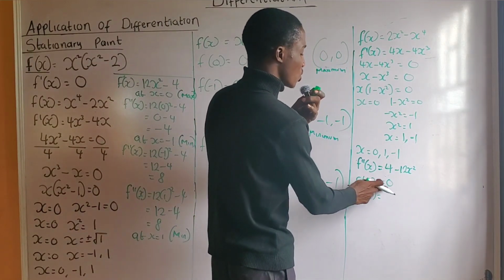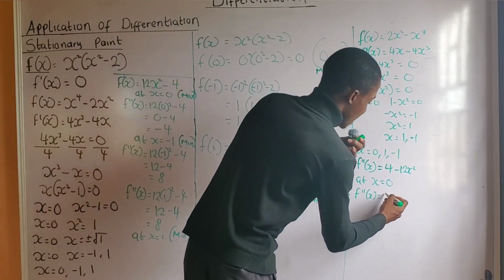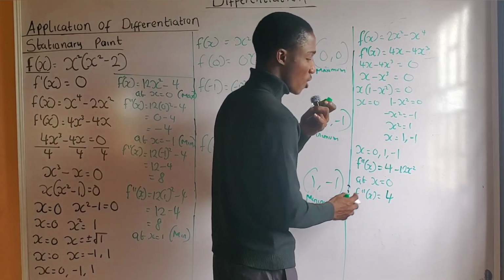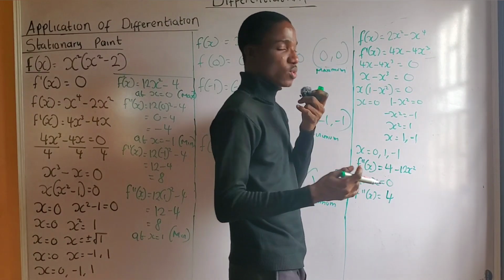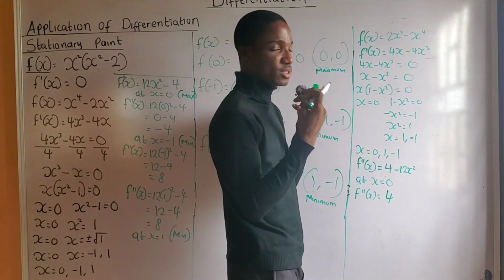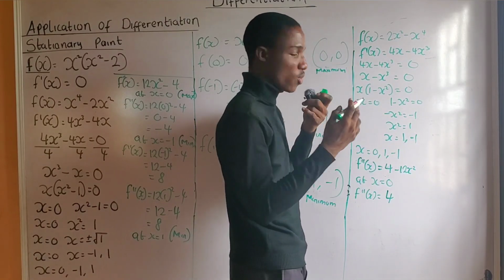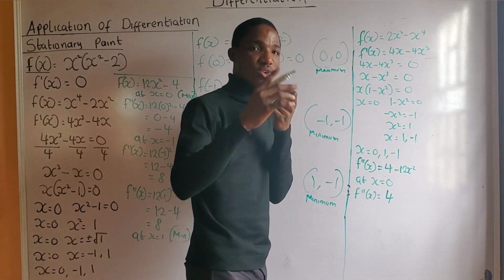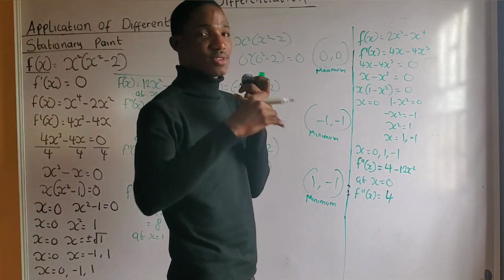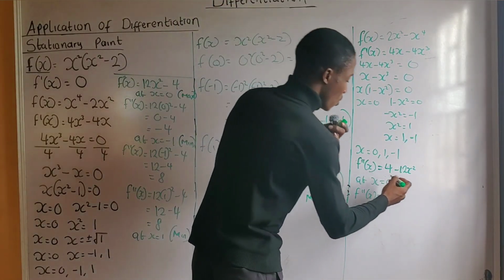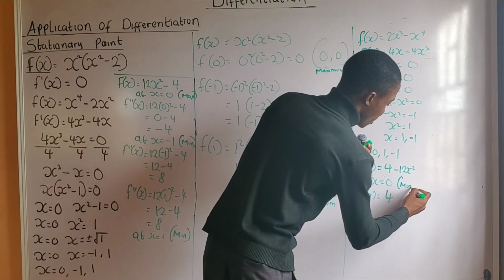Now, at x equals 0, I'm going to have f double prime of x as 4 because 0 squared is what? 0. Negative 12 times 0 will give me 0. 4 minus 0 is what? 4. So at x equals 0, the second derivative is greater than 0. And that point is what? Minimum. So at x equals 0, we have a minimum point.